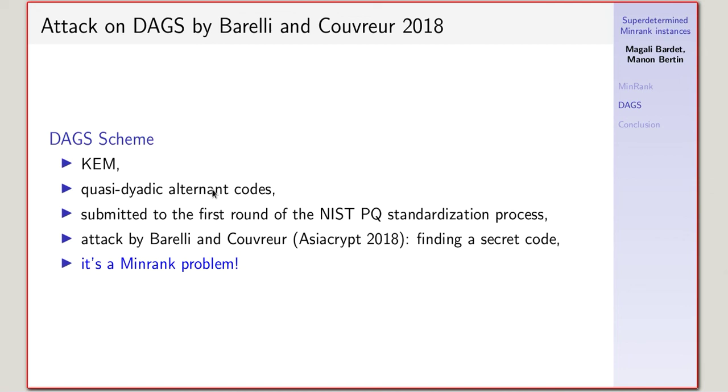To conclude this talk, I want to present an application of a MinRank attack in Hamming code-based cryptography, which is quite unusual. The DAGS cryptosystem was submitted to the first round of the NIST competition. This is a McEliece scheme with quasi-dyadic alternant codes and an extension field of degree 2, and it was completely attacked by Barelli and Couvreur. In fact, I will show you that this attack is in fact a MinRank attack.